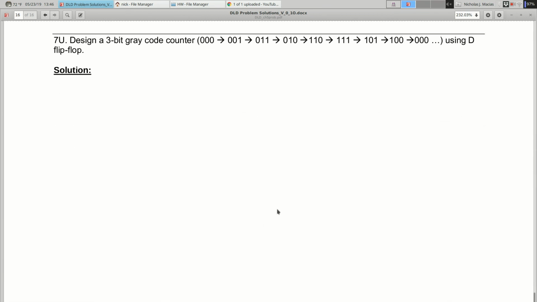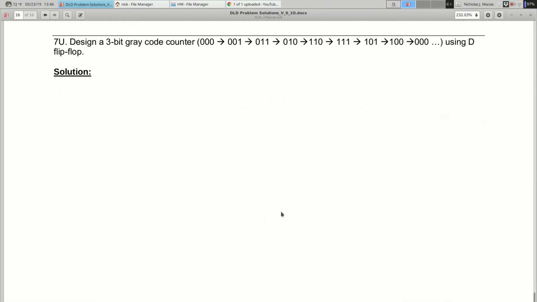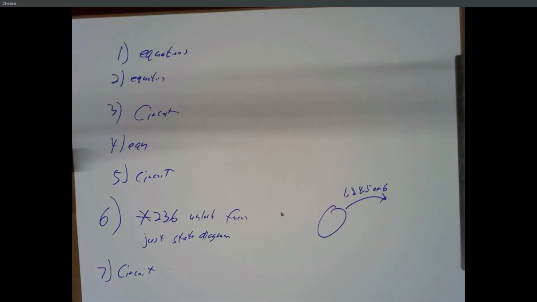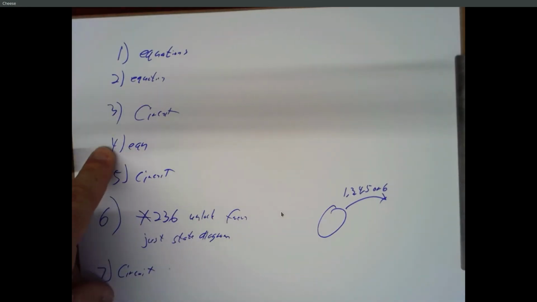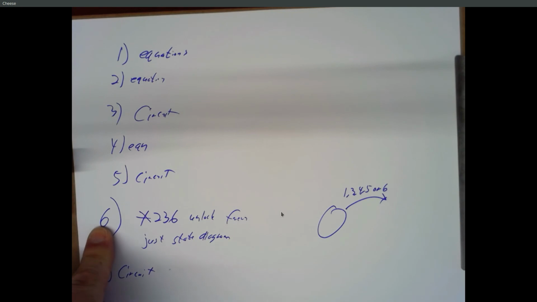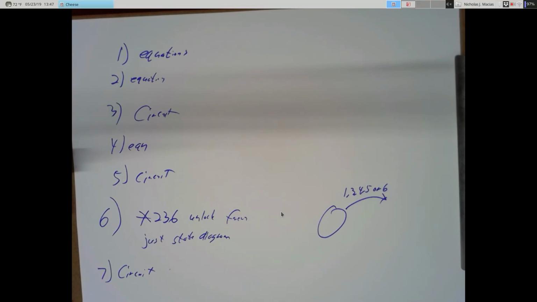And then 7, let's do a circuit. And it just counts 3 bits in that order, what we call gray code. So I'll post these notes on the homework, like in the next hour probably, just to remind you. But 1 and 2 equations, 3 a circuit, 4 equation, 5 a circuit, 6 just a state diagram with abbreviations allowed, and 7 is a circuit. And I'll type those up.